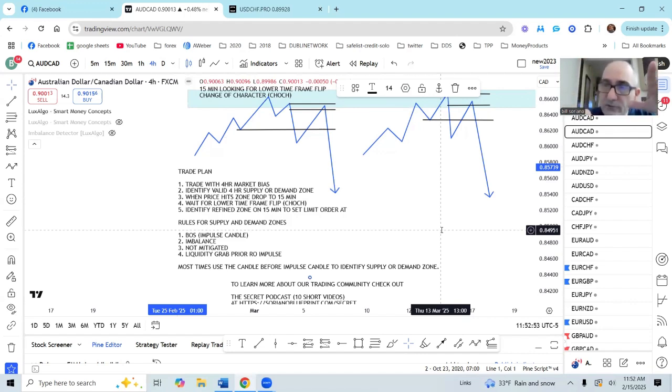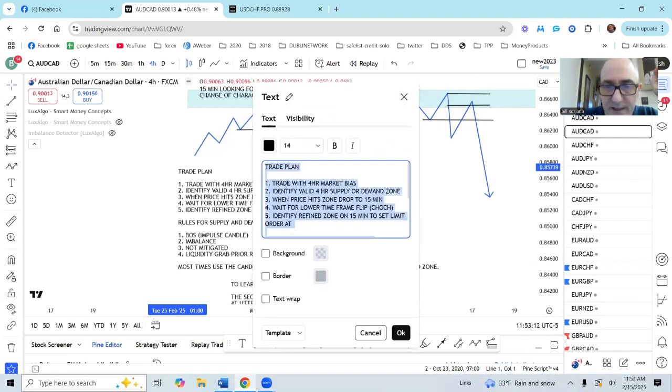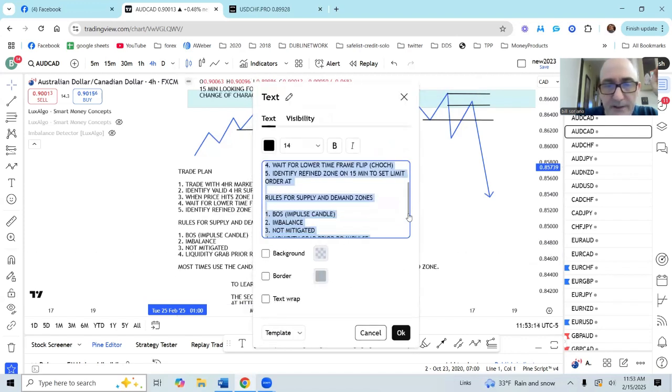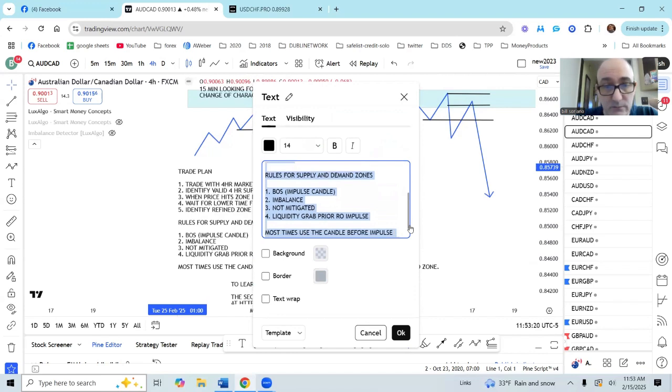You can't have a wick or something coming back touching that area. So that's mitigation. So it's not mitigated. And then the fourth thing is the liquidity grab. Prior to the impulse candle, you need to see some kind of liquidity grab. That's usually just a wick going a little bit lower before the impulse up, or a little bit higher before the impulse down.